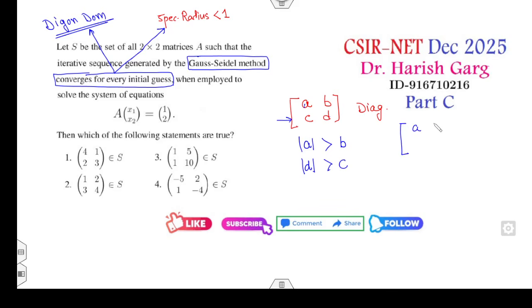On the other hand, if you have A, B, C, D, E, F, G, H, I, then this matrix is said to be diagonal dominant if the absolute value of the first diagonal entry is greater than the sum of the remaining elements. Similarly, for the second row, E must be greater than D plus F, and I must be greater than G plus H.